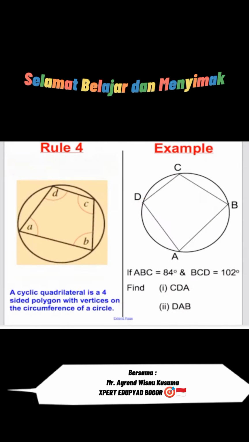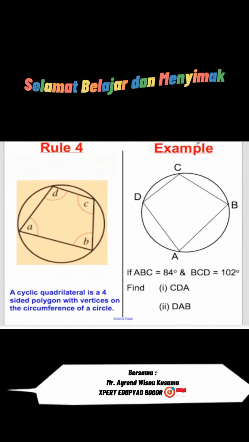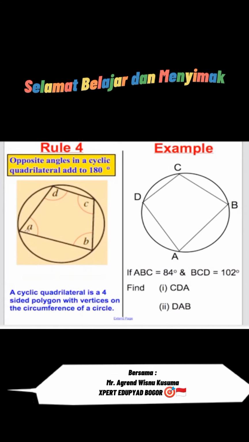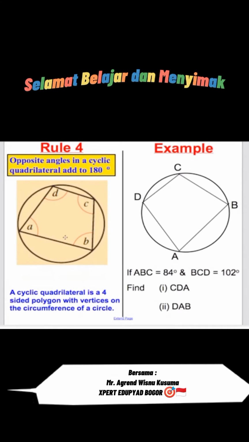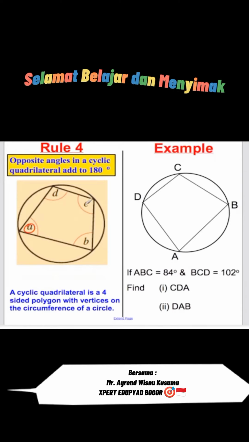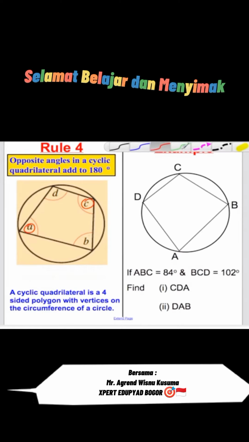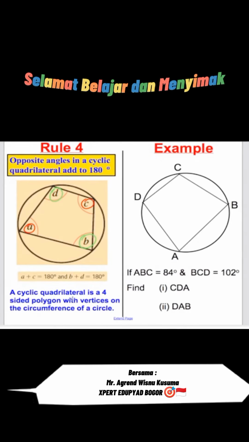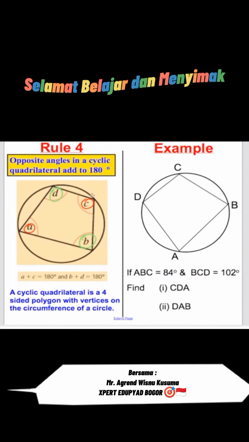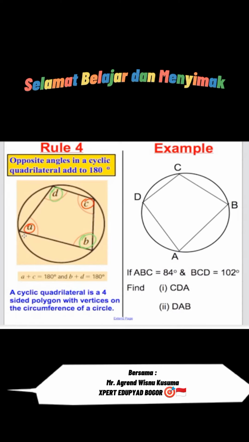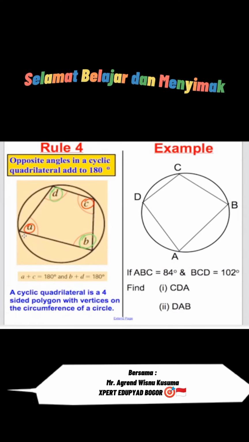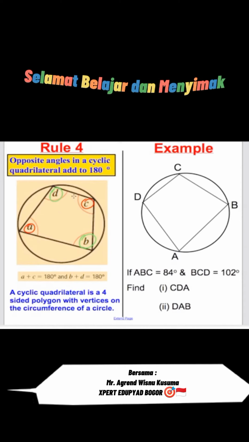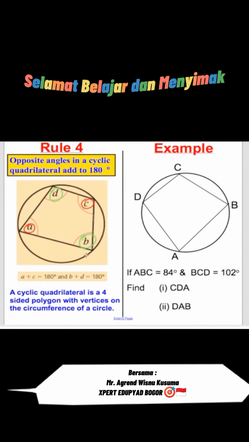Okay, let's move on to rule 4. There's a picture for rule 4, and what rule 4 says is opposite angles in a cyclic quadrilateral add to 180. So opposite angles, the A and the C add to 180, and the D and the B add to 180. And that's written there. Now, what does a cyclic quadrilateral mean? A quadrilateral has 4 sides, and a cyclic quadrilateral is one whose corners are on the circumference of a circle. So whenever you see a 4-sided shape whose edges are on the circumference of a circle, you know that the opposite angles must add to 180.